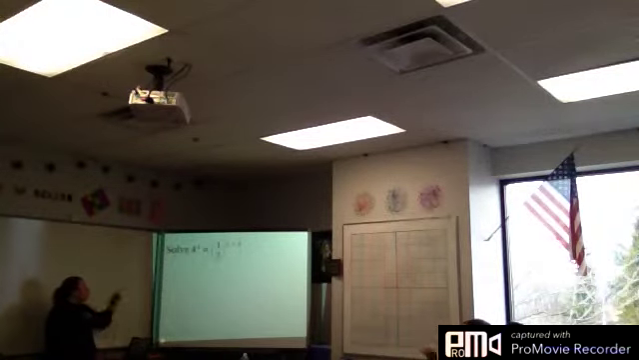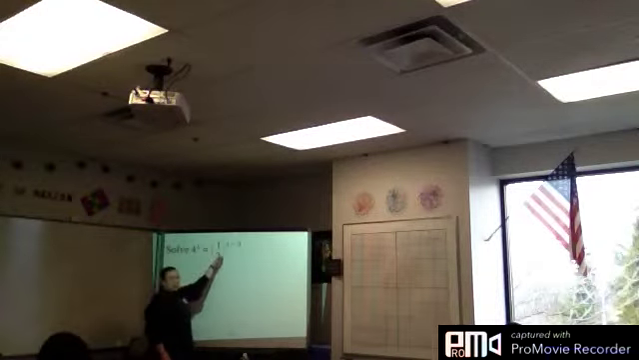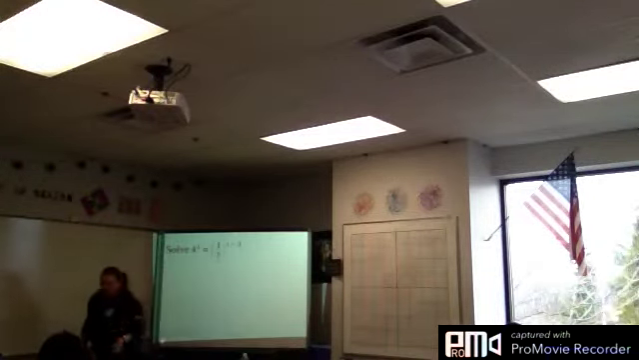Okay, now, here it says, solve this, and it gives you 4 to the x equals 1/2 to the x minus 3. What's my problem with this? They're not the same base. Can I get them to the same base? Yes. How can I get those to the same base? Okay, look at this. This base is 4, this base is 1/2. What do you know about 4 and 1/2?